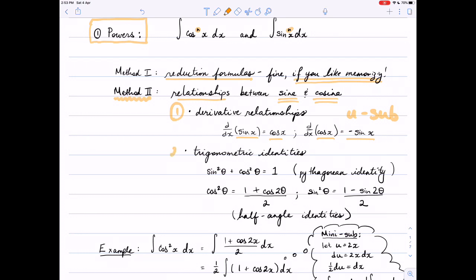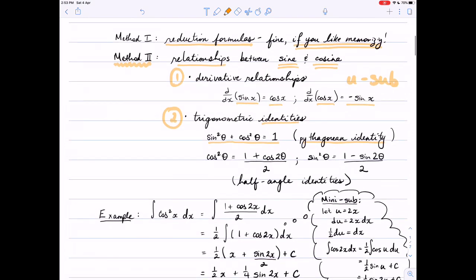The second big ingredient are relationships between sine and cosine that we're going to need, which are trigonometric identities. The most famous one, the one that everybody always remembers from high school, is sine squared theta plus cos squared theta equals 1. That is typically called the Pythagorean identity.